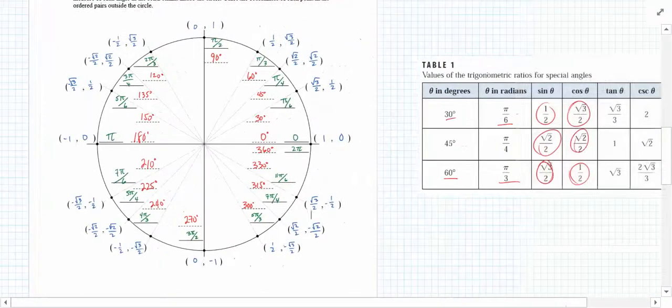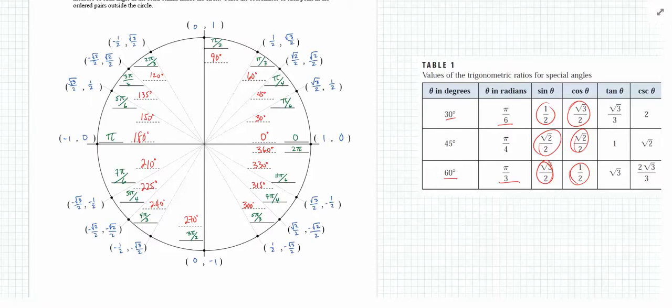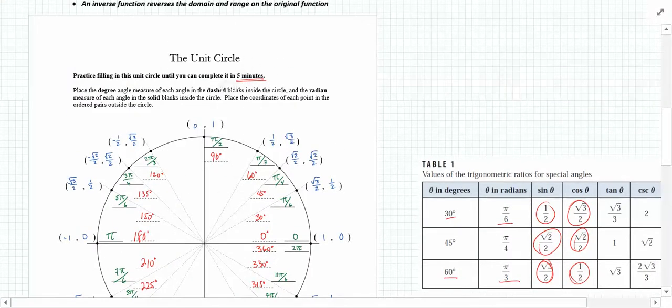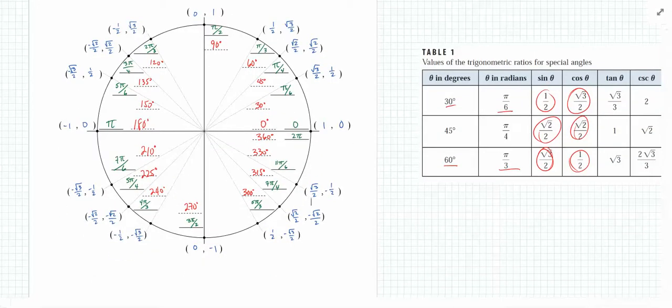Well, we now have a completed unit circle, and while that took a significant amount of time to fill in this first time, you should be able to memorize these values and the location of each of the angle measures and be able to repeat this exercise again in under 5 minutes. That's your goal, to practice this and be able to complete it in under 5 minutes.